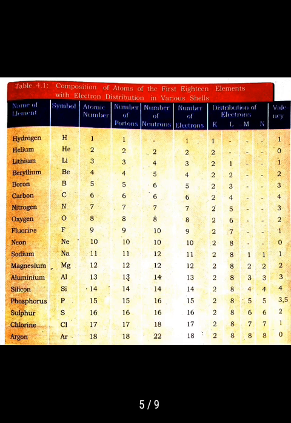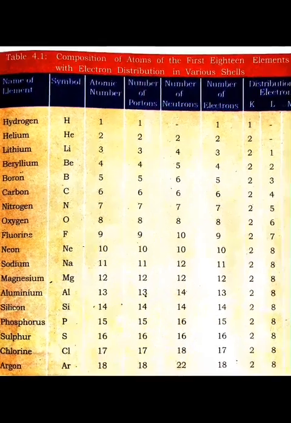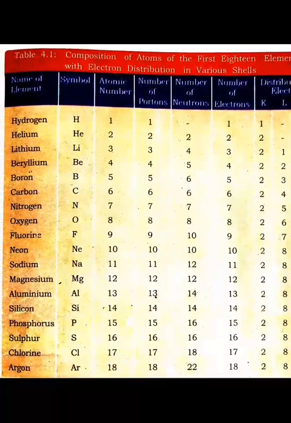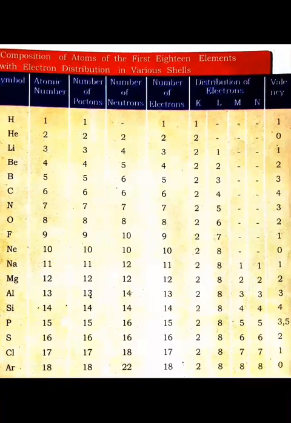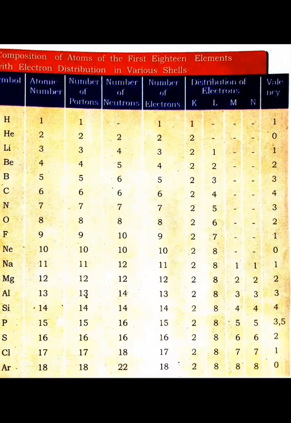For example, see this table. In the given table, in case of sodium, sodium has 11 electrons. That means the atomic number of sodium is 11. So the 11 electrons are distributed as maximum 2 electrons in the innermost shell, then the second shell 8 electrons and the outermost shell 1 electron. So the electronic configuration of sodium is 2, 8, 1.